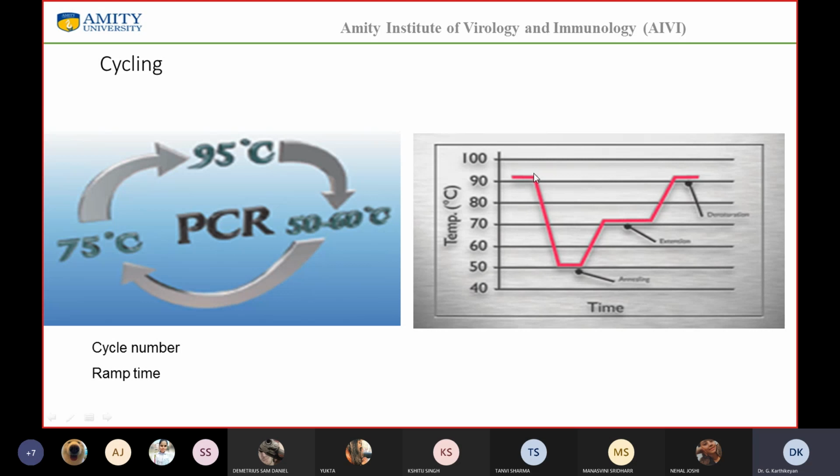The speed with which the temperature falls from 90 to 50, then from 50 to 72, and then from 72 back to 90, is called ramp time. Typically, in these PCR machines, it goes in a matter of a few seconds from 95 to 50 degrees centigrade. It essentially cools down, and then from 50, in a matter of a few seconds, it again increases to 72 or 75 degrees centigrade, and from 75 it goes back to 95.